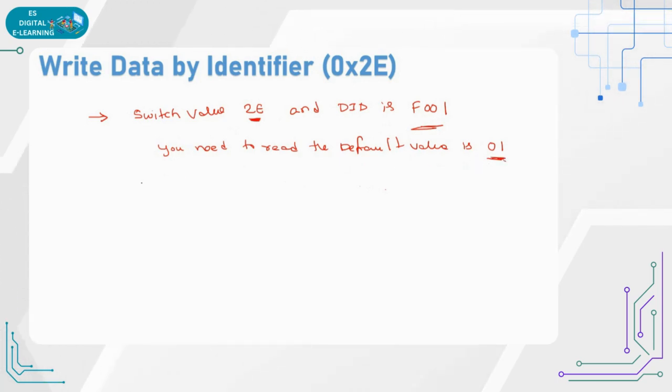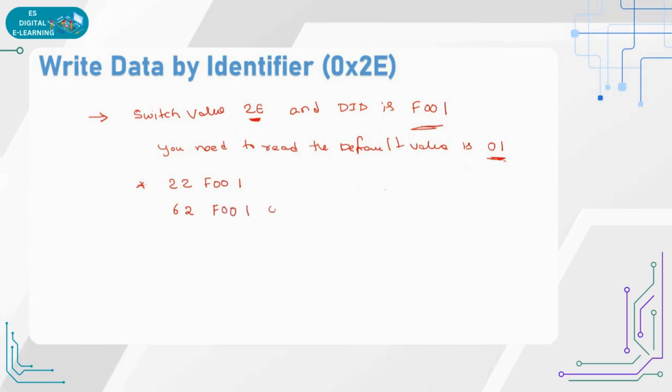Now as per the requirement, we'll write the steps. I am reading 22, F001. If I read it, I will get 62, F001. What is the default value? It should be 01. If it is not 01, then it is failed.